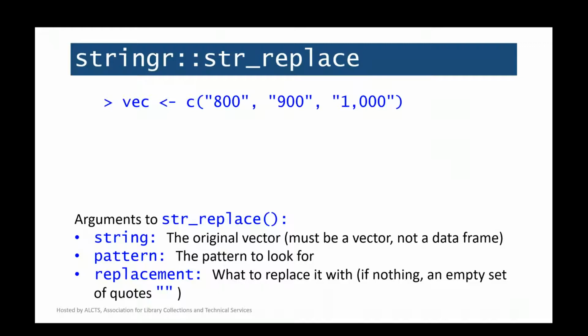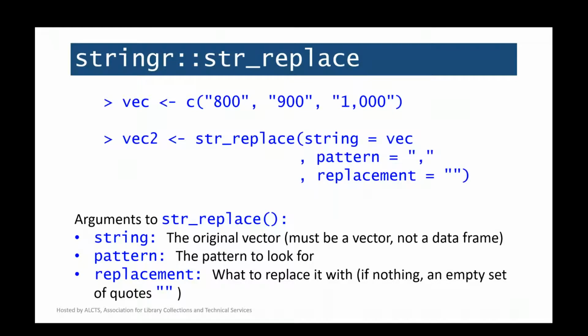For vec, I'm going to create a vector with 3 elements, 800, 900, and 1000. And you can tell these are characters, first of all, because they have quotes around them, and second of all, because the third one has a comma.